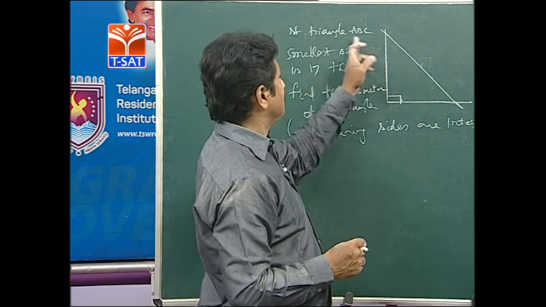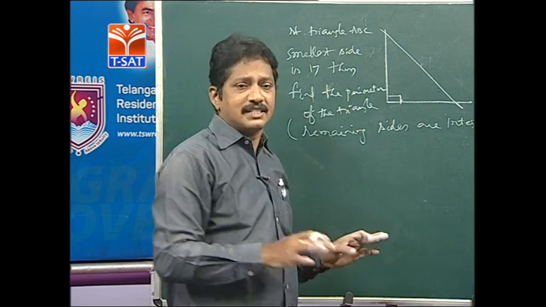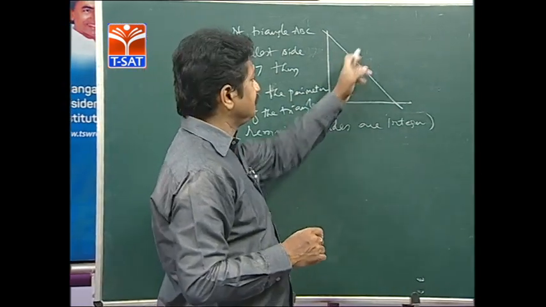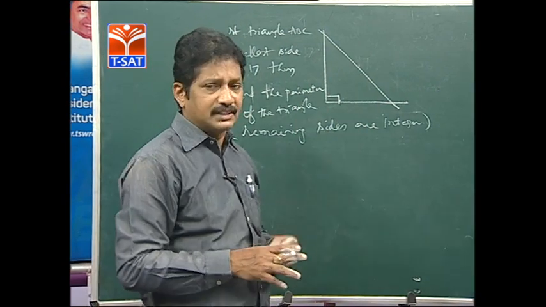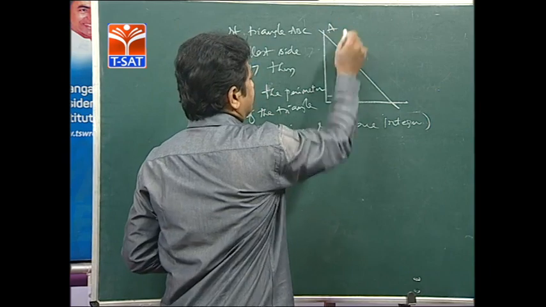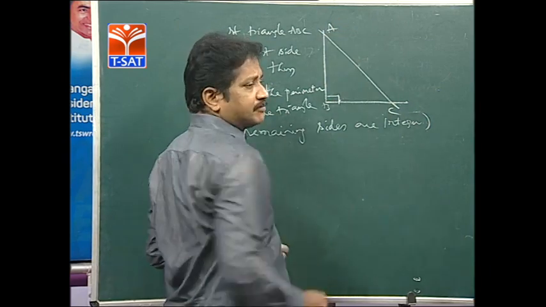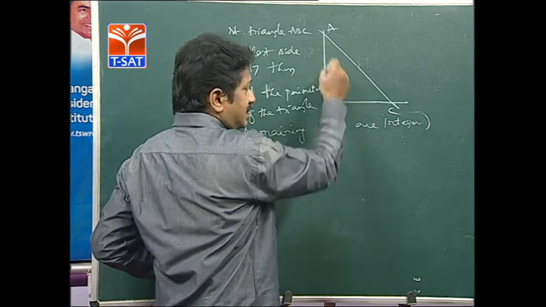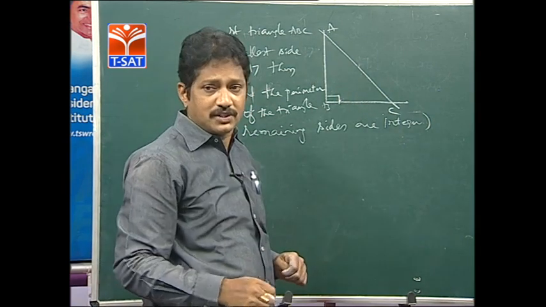What is the given information in the right angle triangle? The smallest side is the smaller one. So, you know that the biggest side or the longest side in the right angle triangle is the hypotenuse, correct? So, it will not be 17. So, it will be either this or this. Which one are you going to say is 17?